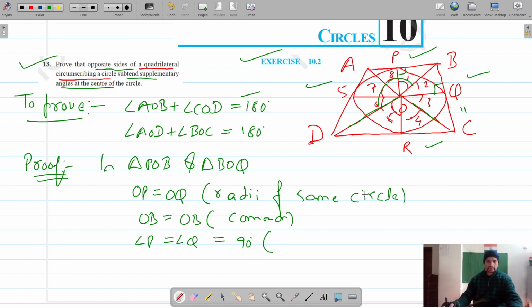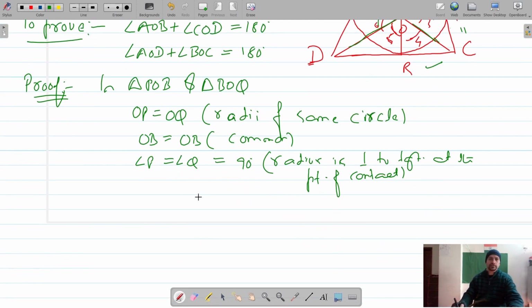So these are the radii of the same circle. So OP is equal to OQ, OB common, angle P is equal to angle Q is equal to 90 degrees each, because OP and OQ are the radii, and the radius is perpendicular to the tangent at the point of contact. So triangle POB is congruent to triangle BOQ by RHS congruence.